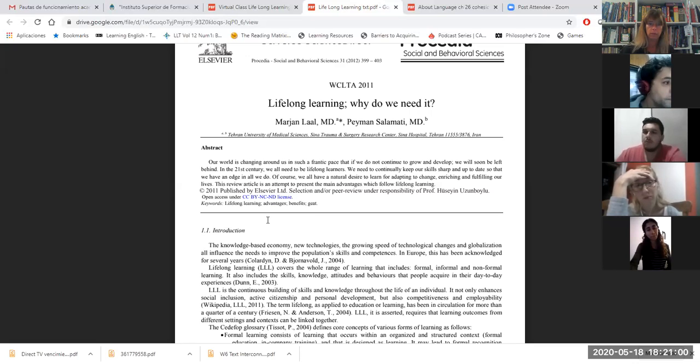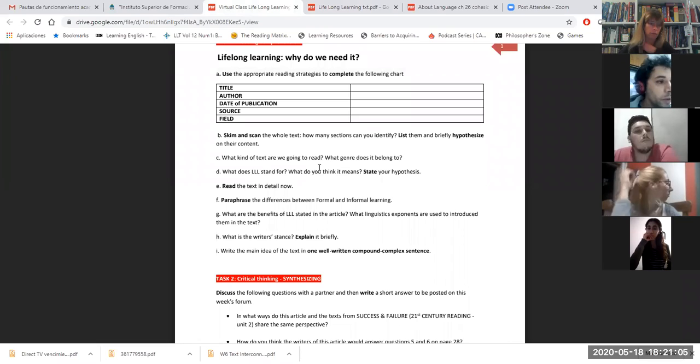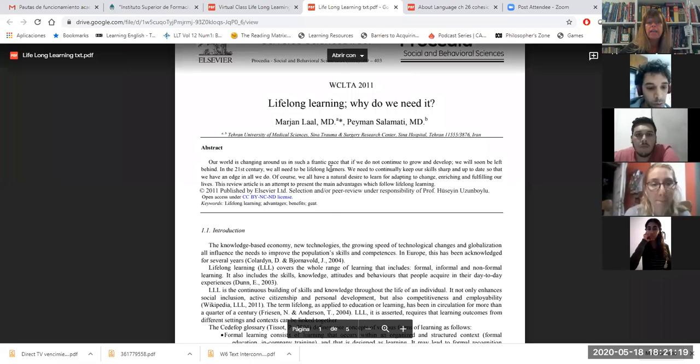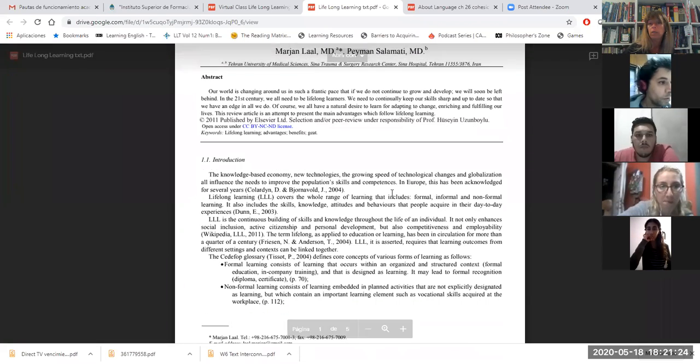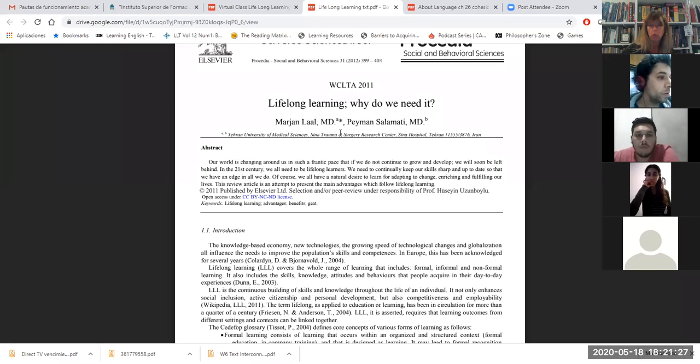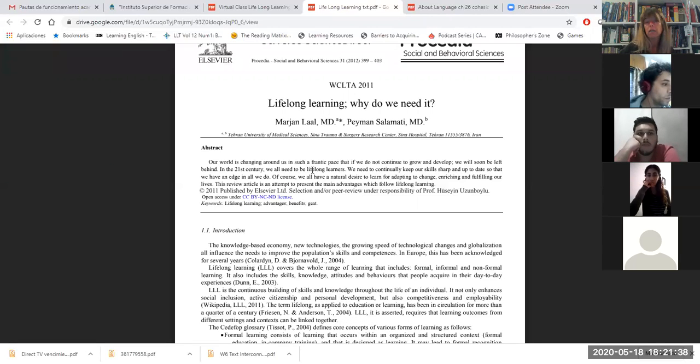Point C: what kind of text are we going to read? It asks what genre it belongs to. I think it's descriptive. Okay, there we go. The idea is to think about the genre and the kind of text. As you said, it's mostly descriptive because it describes the concept, which is LLL, that means lifelong learning. So it is predominantly descriptive.